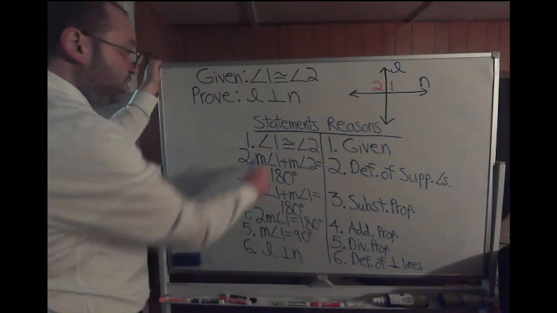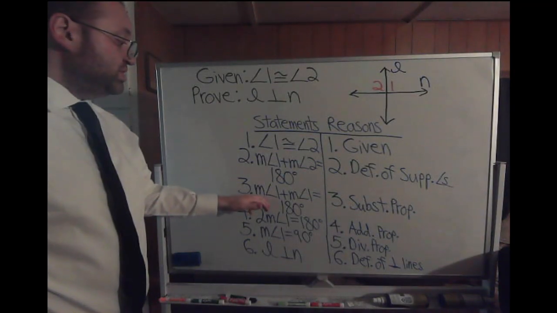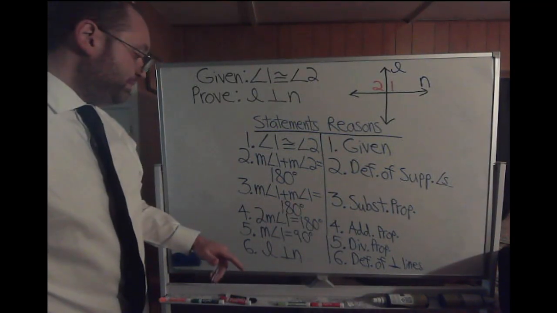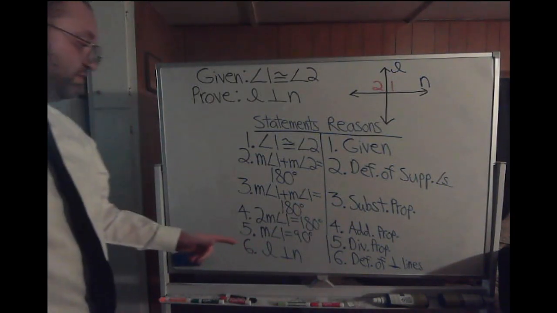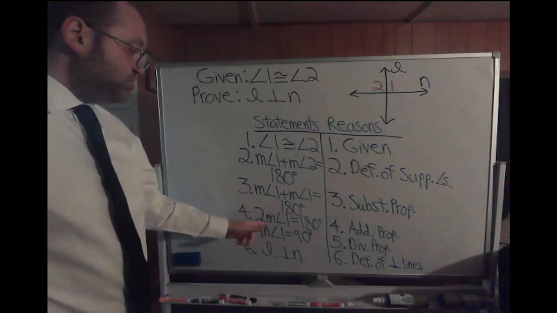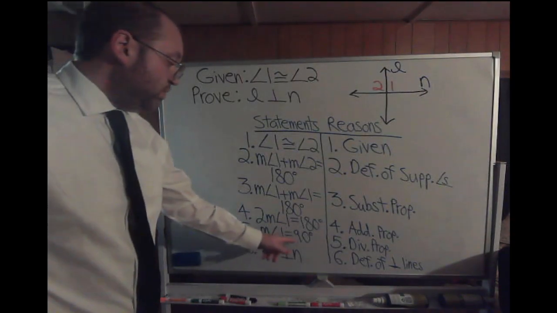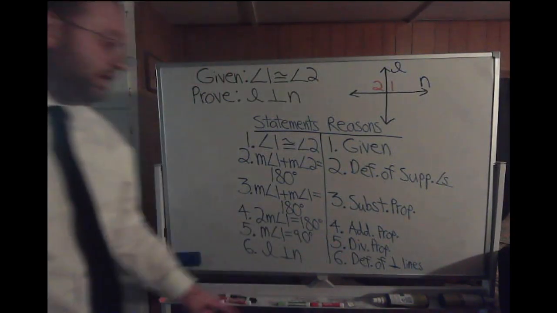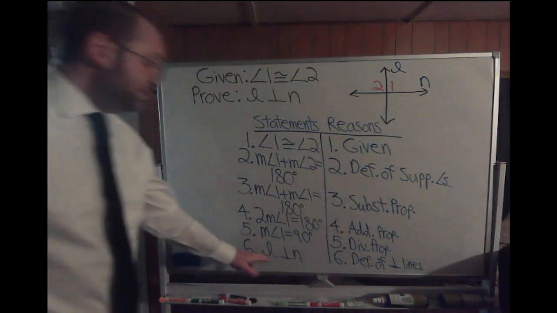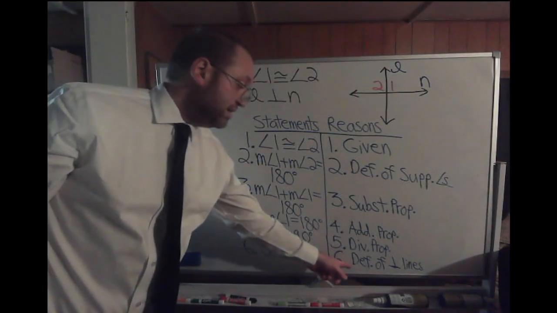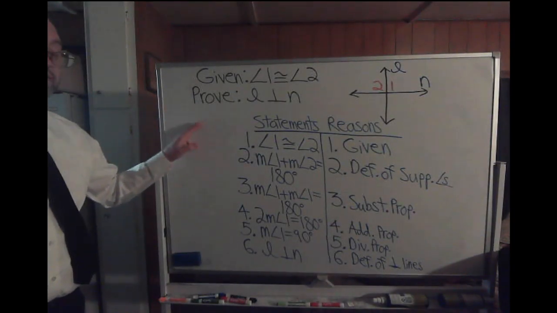Now the third step, angle 1 is congruent to angle 2. So in the equation, I was able to substitute angle 1 in for angle 2. And therefore, by the substitution property, I can do that. So this means twice the measure of angle 1 equals 180 by the addition property, which means the measure of angle 1 equals 90 by the division property. And so since we know even one of the angles is a right angle, that means line L is perpendicular to line N by the definition of perpendicular lines. So that's the proof of the converse of the theorem that we gave.